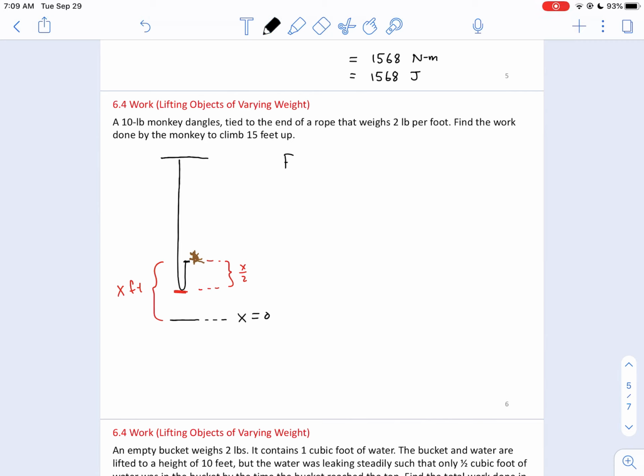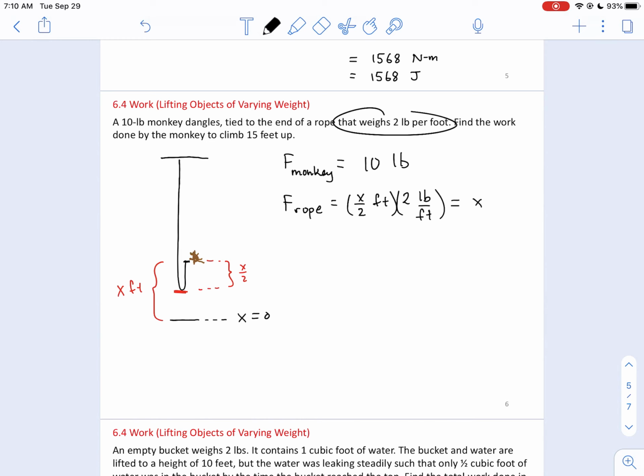Okay, so now let's do the force or the weight of the monkey. Well, it was given to us, just 10 pounds. No need to multiply by 9.8. We're already using a unit of weight here. The force of the rope: the monkey's holding X halves feet of rope, and we know that the rope weighs 2 pounds per foot, so we have to multiply this by 2 pounds per foot. So X over 2 times 2 just winds up being X, and look at the arithmetic of units, X pounds of rope. We can do the force of the whole system, or the total force. It's just going to be 10 plus X pounds.